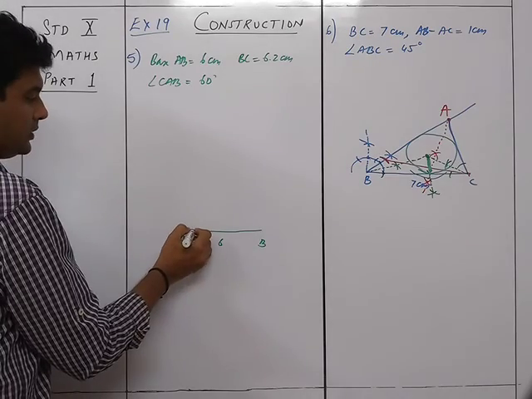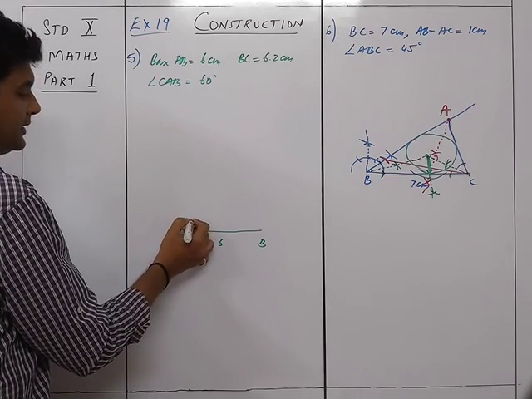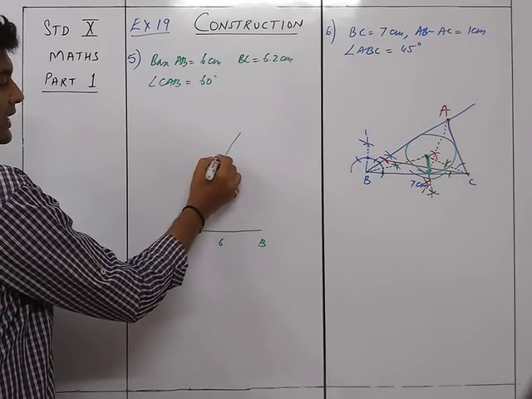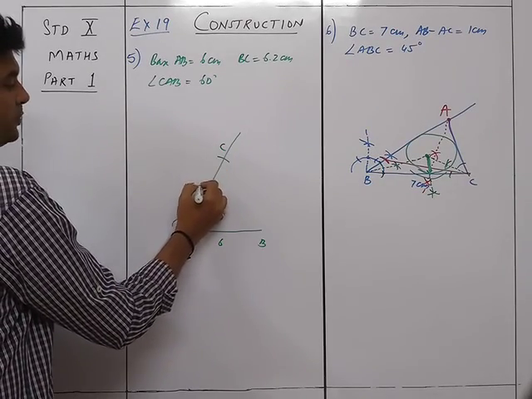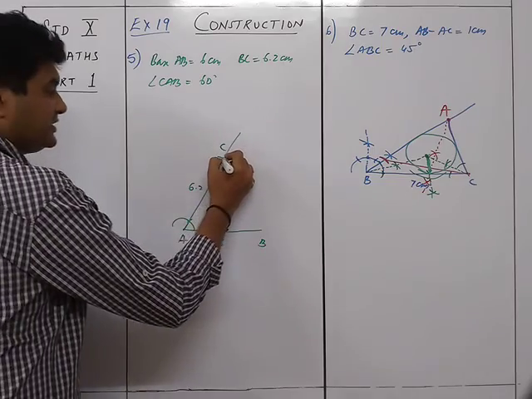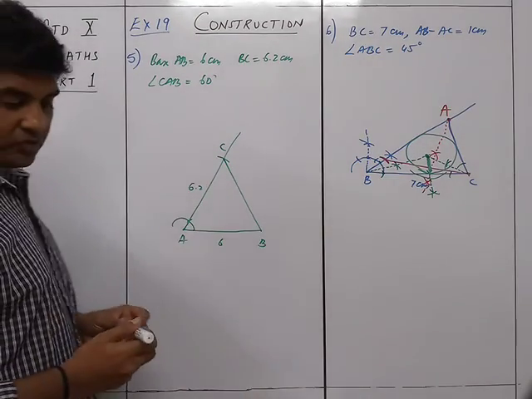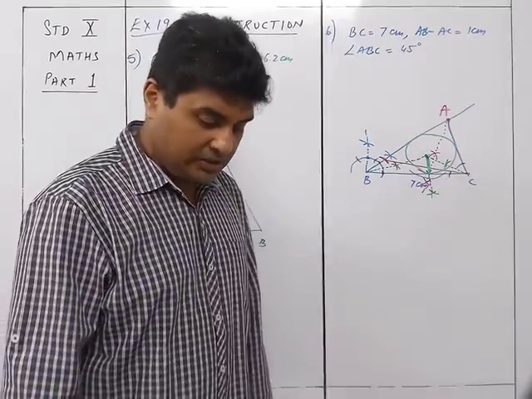So from here, draw a semicircle and cut an arc to give you the 60 degrees, and then you are going to cut an arc here to give you C at 6.2. So this is the required triangle which they asked us. So that was the first part of the question.